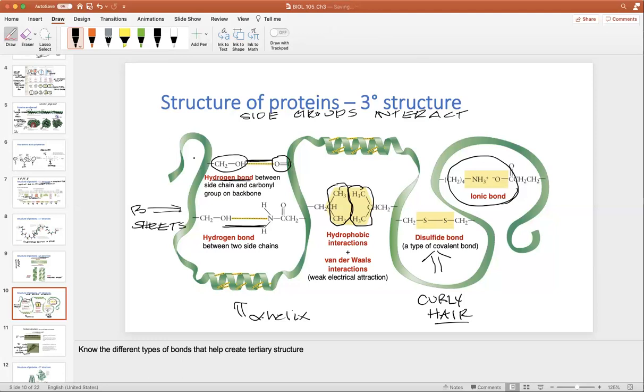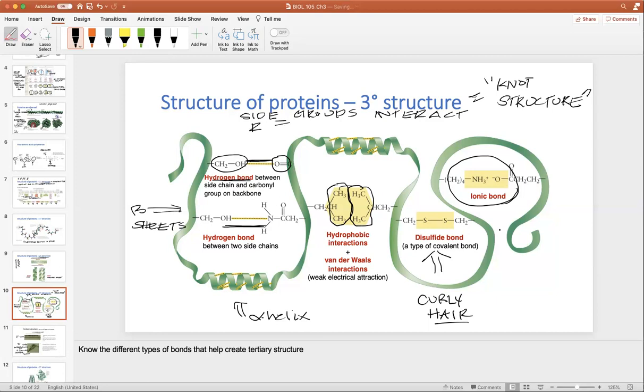So all of these things cause the protein to form a knot, and that knot structure is the tertiary structure. So we're just going to say the knot structure, okay? That's just an easy way to remember it, but it's the protein secondary structure folding in on itself as a result of the interaction between R groups or side groups, okay?